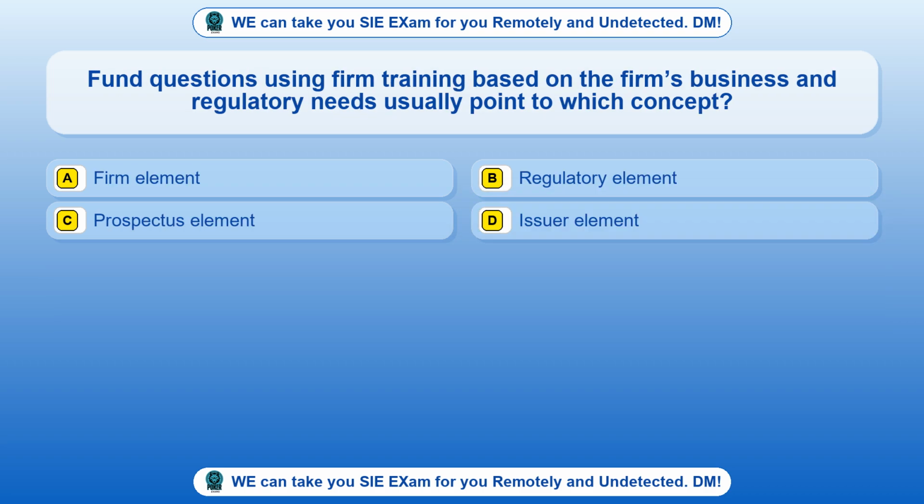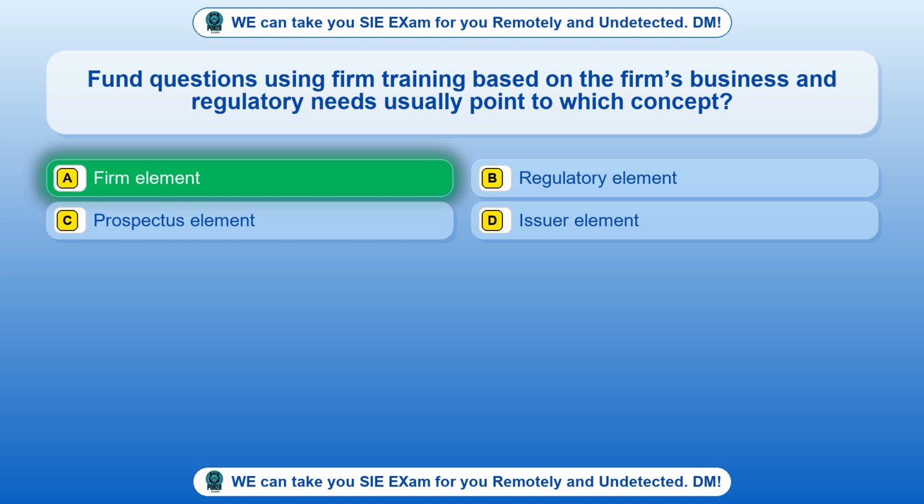Question 81. Questions using firm training based on the firm's business and regulatory needs usually point to which concept? Option A, firm element. Option B, regulatory element. Option C, prospectus element. Option D, issuer element. The correct answer is option A, firm element.